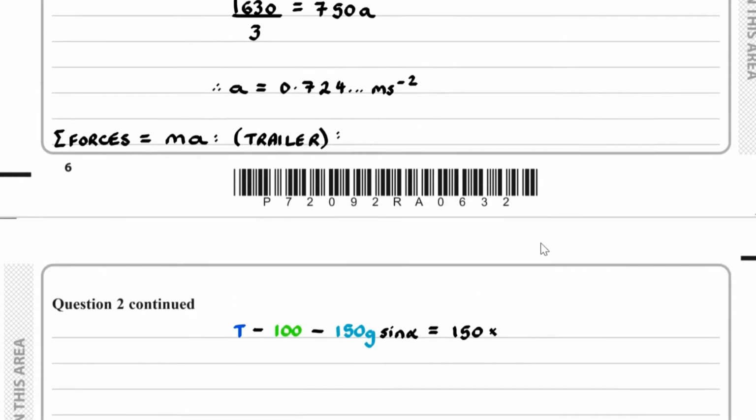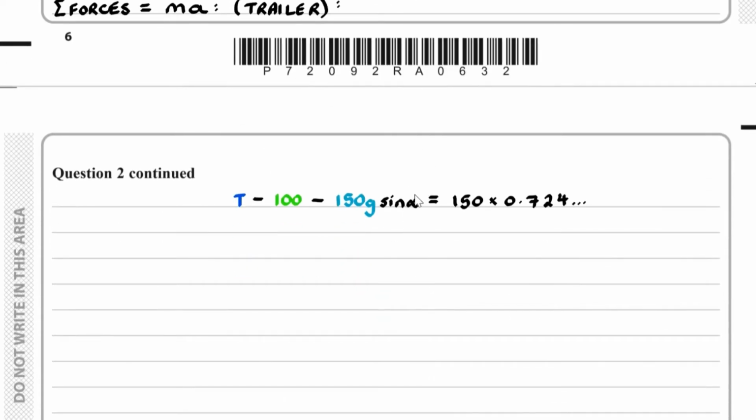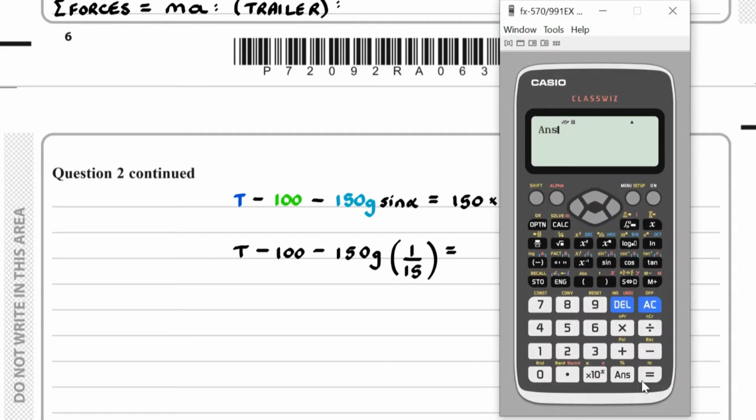Well, it would accelerate at 0.724 etc. meters per second squared. And we know what sine alpha is, that's 1 over 15. So we've got T, subtract 100, subtract 150 g multiplied by 1 over 15, and this is equal to, well, if I multiply this acceleration by 150, we would get 326 over 3.